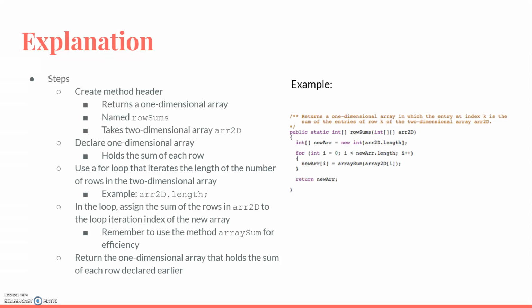In the loop, you need to assign the sum of the rows in arr2D to the loop iteration index of the new array. And then finally, you need to return the one-dimensional array that holds the sum of each row declared earlier. So that would be arraySum, or whatever you named that. And then there is an example off to the side.